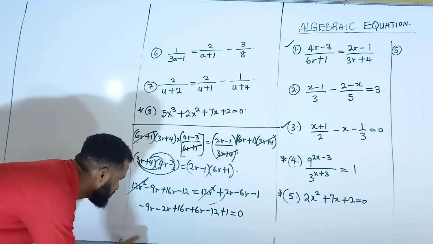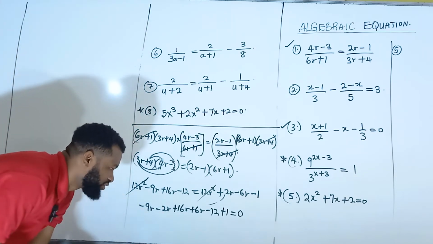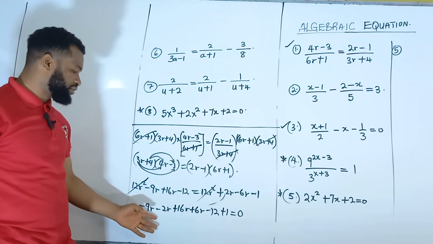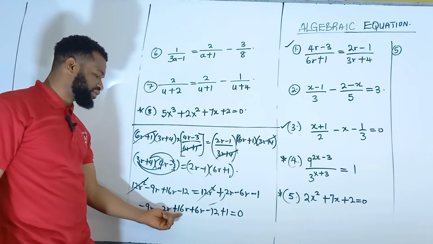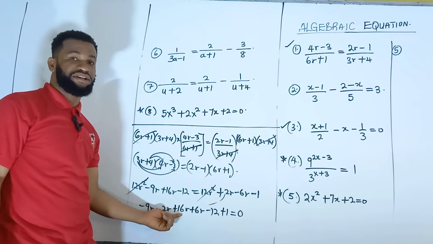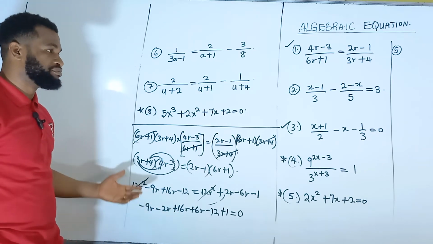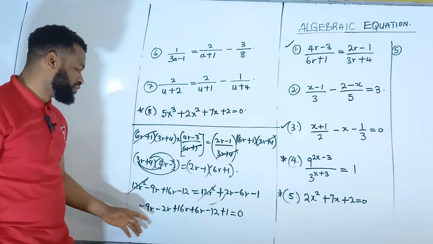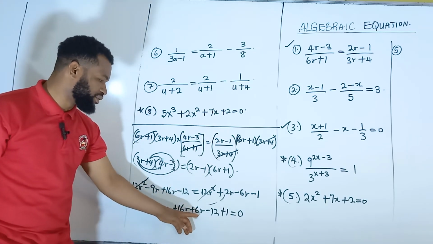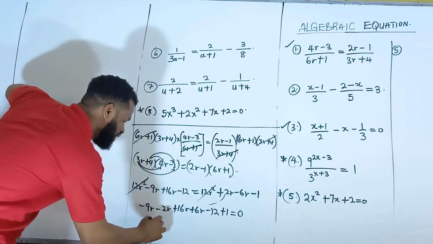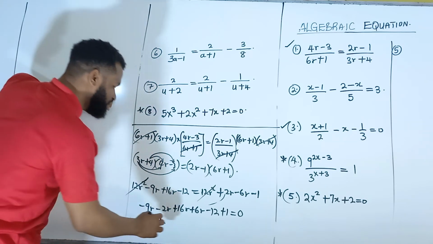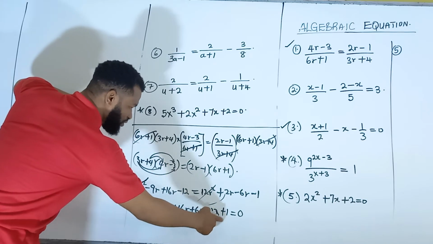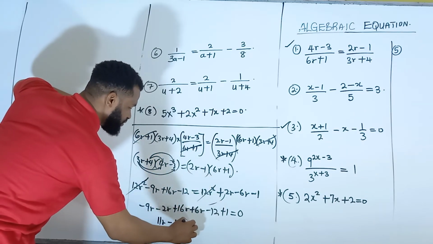So I'll have this minus 9r minus 2r is minus 11r. Minus 11r plus 16r: 16 minus 11 is going to be 5r. So 5r plus 6r is going to be 11r. So this is minus 12. Minus 12 plus 1 is going to be minus 11, equal to 0.